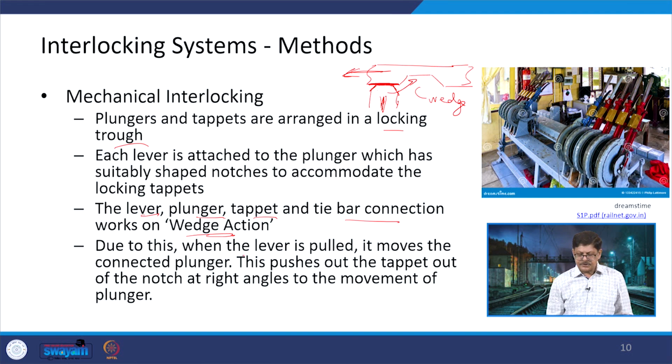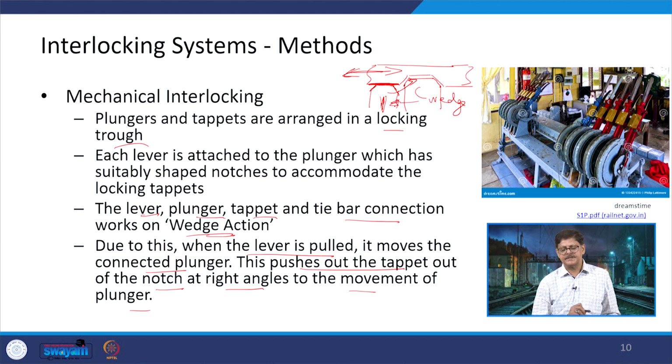Now, due to this type of action, when the lever is pulled, it moves the connecting plunger, and it pushes out the tappet of the notch at right angles to the movement of the plunger. So, it all depends. Another thing which can happen is that if there is already a tappet going inside this notch, and this plunger is moved back and forth, it will be pushed out of the notch, and then it will be resting in this form. So, it all depends again on in what particular form you are moving the levers, accordingly the setting is going to be there.